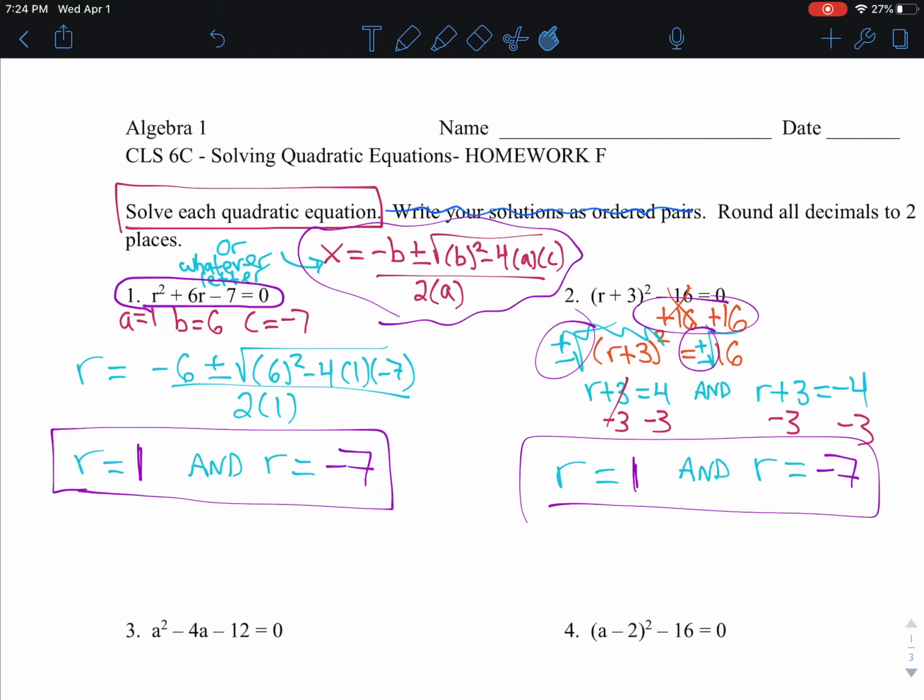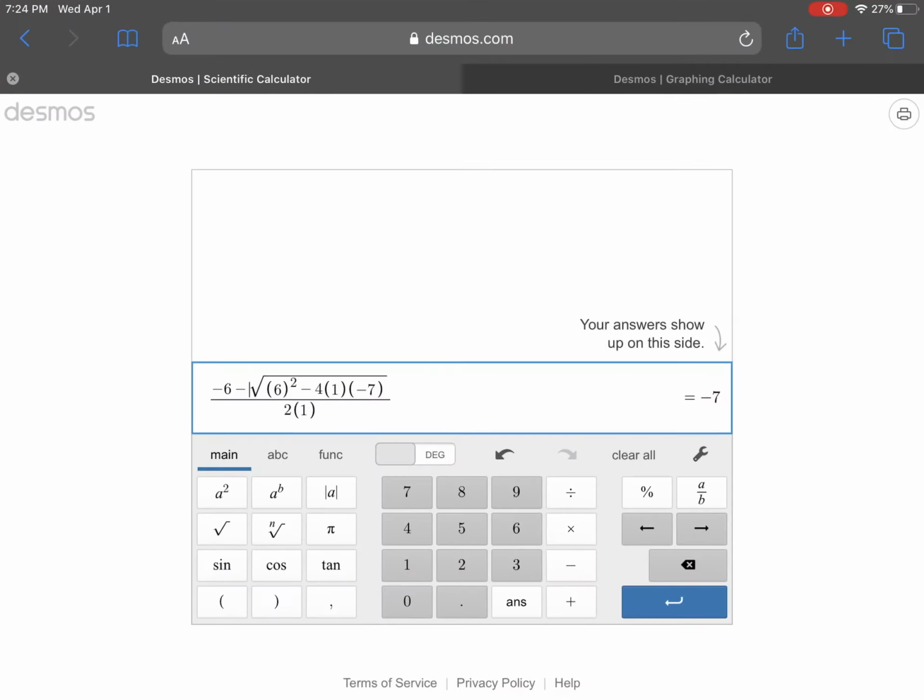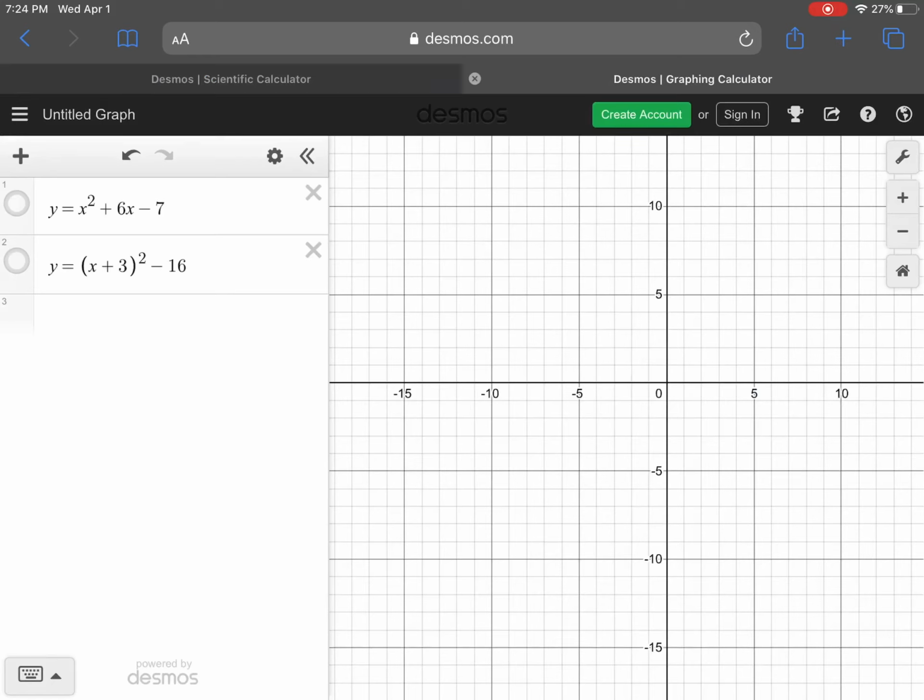So to really show you this, I have it graphed in decimals. So if I graph number 1, there's number 1 right there. If I graph number 2, there's number 2 right there. And if I graph both of them, notice that they're the same thing. It's like it's the same quadratic.